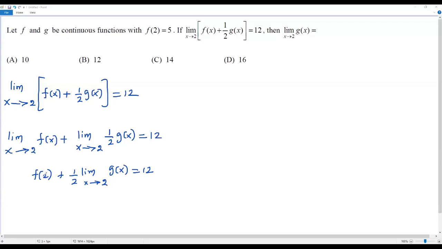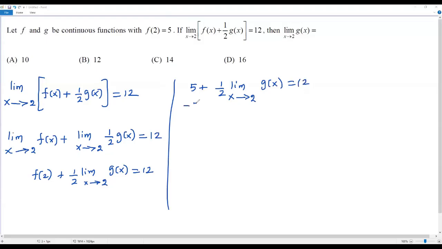Now we can plug in the value for f(2) because we have the value of f(2) in the question. f(2) equals 5. So we can plug in 5 for f(2). Let me continue over here. Then I'm getting 5 plus 1/2 times the limit as x approaches 2 of g(x) equals 12.